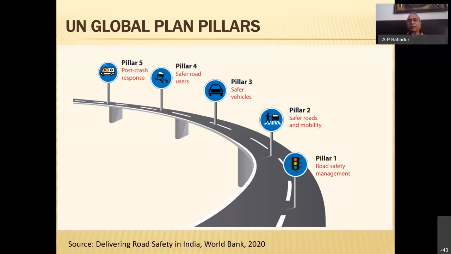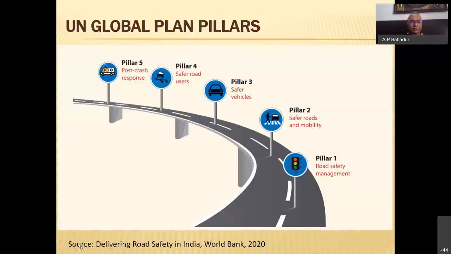Then safer road users. As you must have heard in your engineering courses, there are 3 E's for traffic management and safety. Now those 3 E's have been expanded to 5 E's. Earlier it used to be safety, engineering, enforcement and education. Now the 2 additions are emergency care and evaluation. So safer road users, and then post crash response. See, these are the 5 pillars, the basic pillars based on which you should have your safety approach.